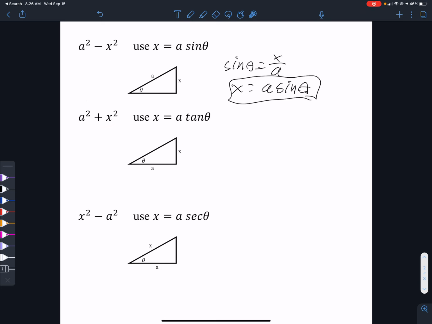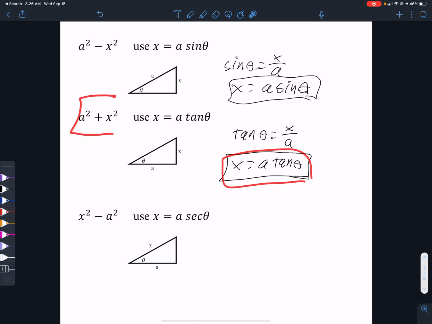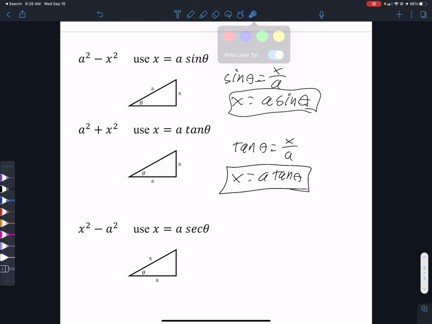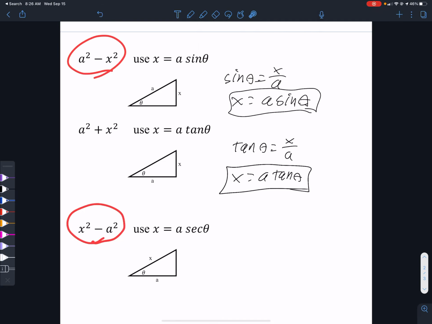Makes sense. And so if I gave this triangle and asked for the tan, you would say tan of the angle is opposite over adjacent. If you multiply both sides by a, you get this. And so that is a logical conclusion. If you have this form, try using a tan theta. And the last one is similar to the first one, except you switched your x and your a, right? The x and a are switched.